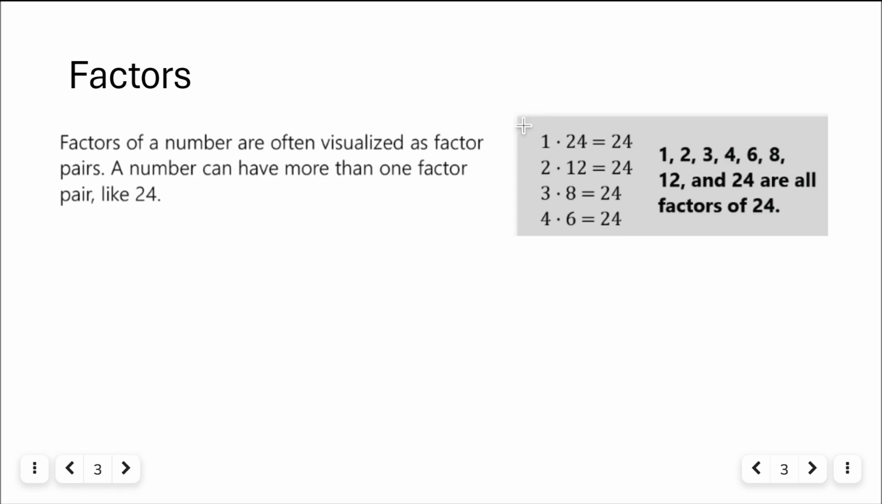So if I'm looking for, let's say, the factors of 24, a lot of the times the easiest way to do that is to figure out all the ways that you know how to multiply and get 24. You usually start from 1 and then work your way up. In this case, 24 has 8 factors. 1, 2, 3, 4, 6, 8, 12, and 24 are all factors of 24. They're all ways, using a certain combination of these numbers, you can multiply two of these numbers and get 24.